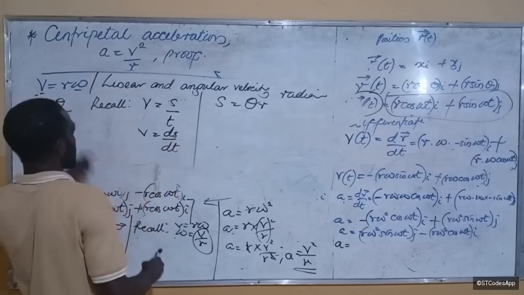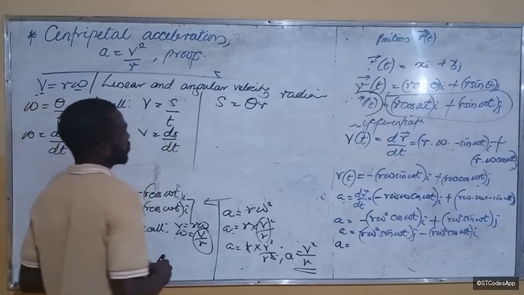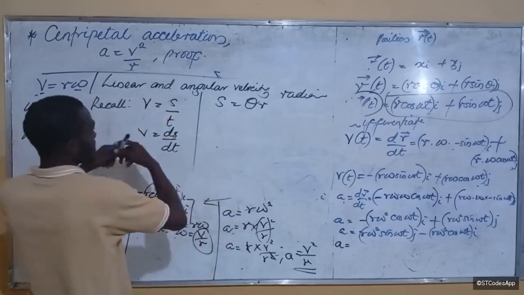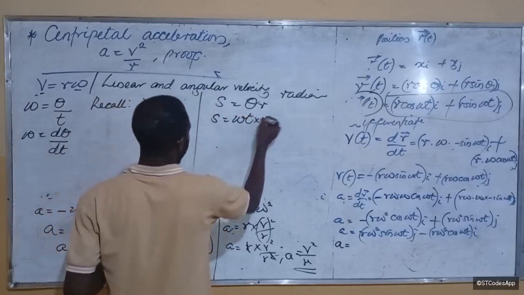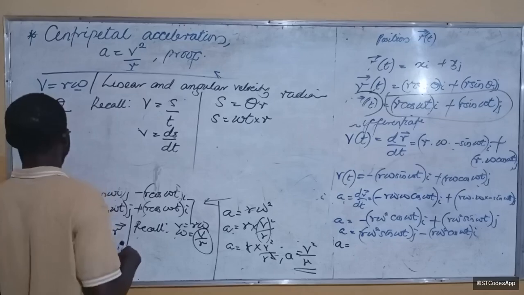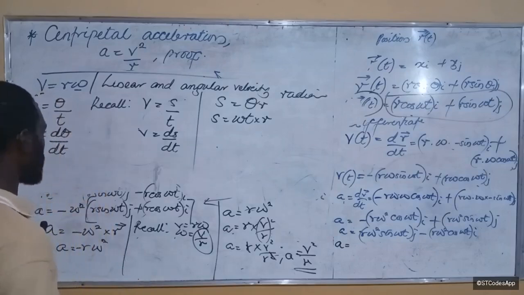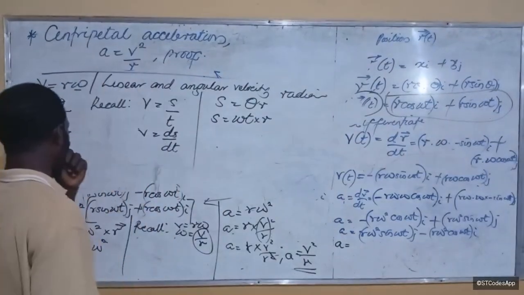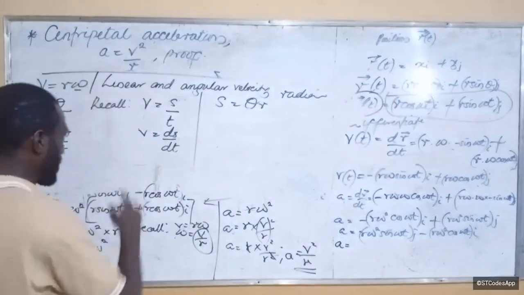Now how we're going to get here is very simple. You know that theta is also omega t, right? So S can become omega t times R. No, this doesn't give us anything yet. Okay, let's go from here directly.